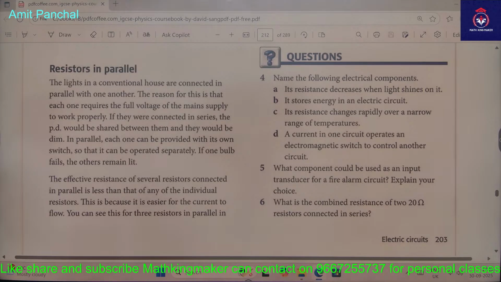Fifth, input transducer. So what do you mean by input transducer? What component could be used as an input transducer for a fire alarm circuit? For a fire alarm circuit, you can say it's a light.